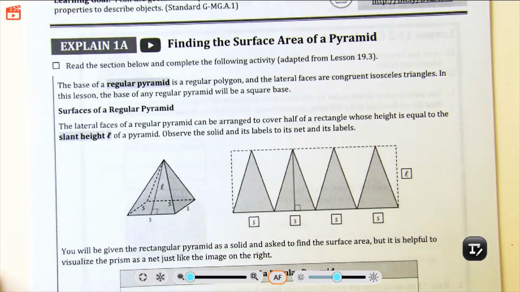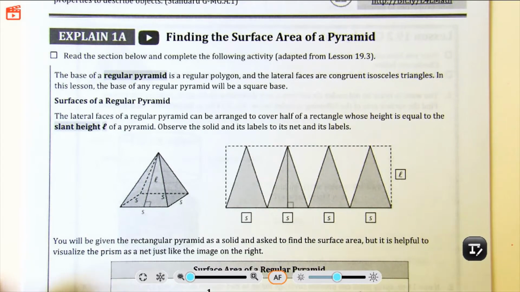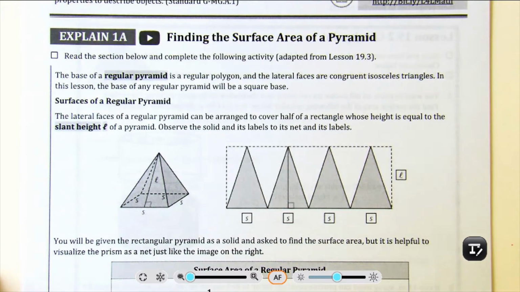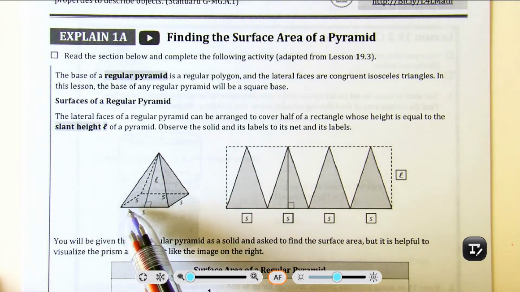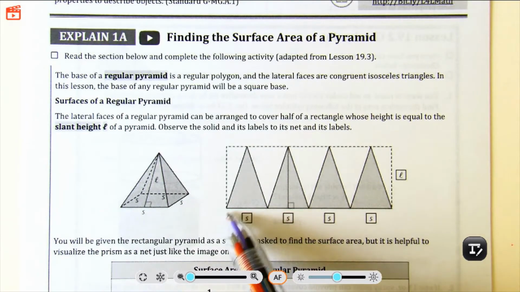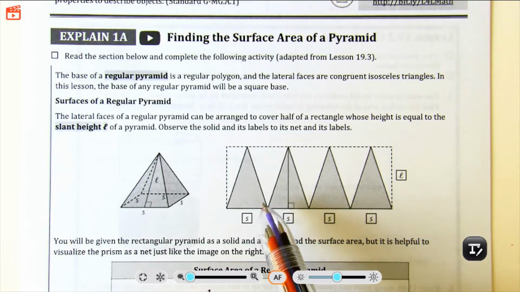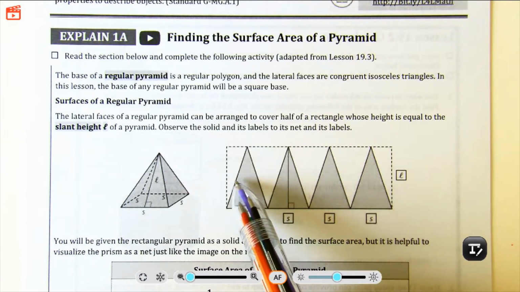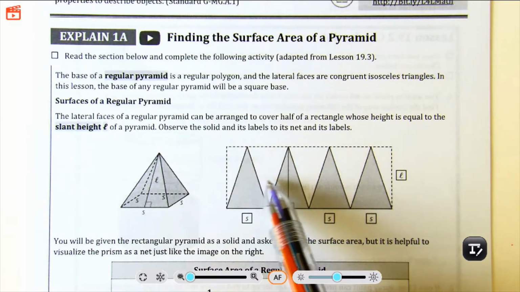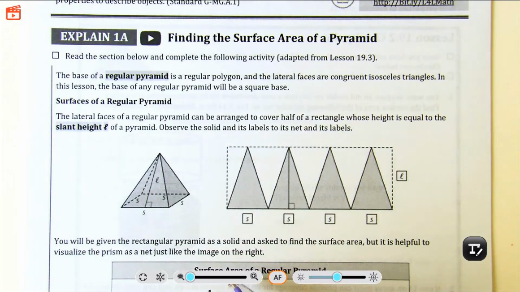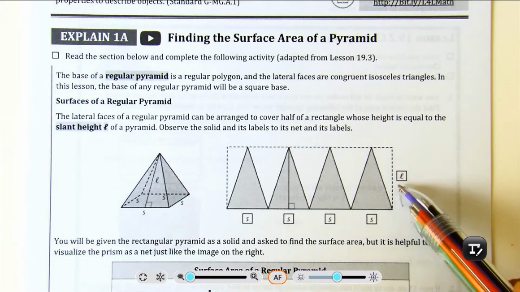So if the base is a quadrilateral, meaning the base has 4 sides, then the pyramid is going to have 4 sides. Now notice that these sides of the pyramid are actually isosceles triangles, meaning that these two sides are congruent for all of these triangles. And the length of those sides is called the slant height, which is the lowercase l.